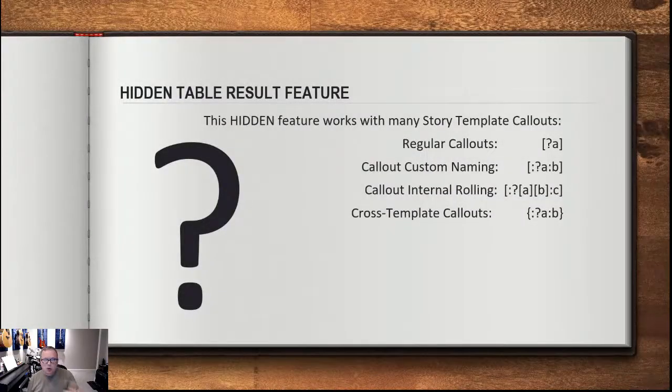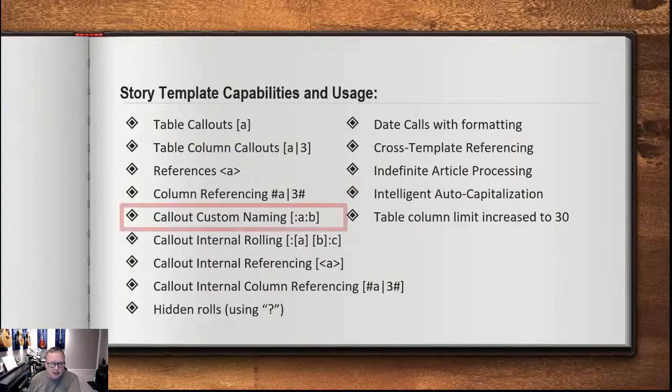So hidden, it works with a lot of these things, works with regular vanilla callouts with the square brackets, with callout custom naming, which we'll get into shortly, internal rolling, and cross template callouts. So the easy part here is it's a question mark, and it goes before your table name that you're going to roll on. So that's hidden rolling.